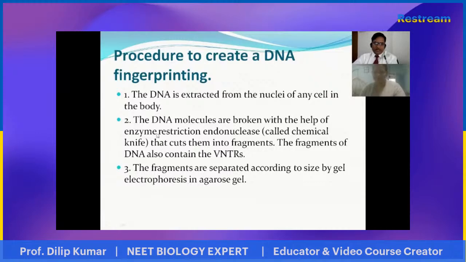Now the second step is known as the fragmentation step. In this step, we use the endonuclease enzyme, which is generally known as chemical knives. In fragmentation, DNA molecules are broken with the help of the enzyme restriction endonuclease, which cuts them into fragments. The fragments of DNA also contain the VNTR. Fragments are separated according to size by gel electrophoresis.